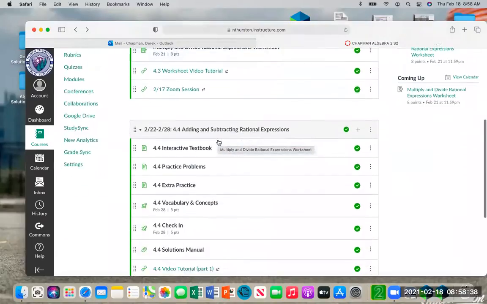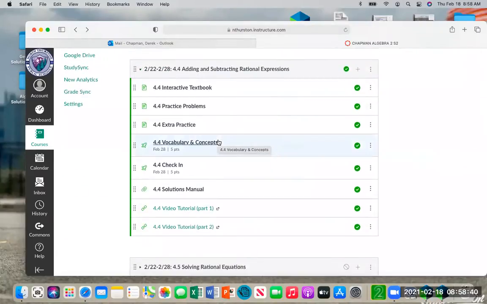Next week's stuff is also unlocked, 4.4. So we spent the last 2 weeks on multiplying and dividing. Next week, we're moving into adding and subtracting. Multiplying and dividing is a little bit easier because you can multiply and divide any fractions. There's no real rule or exception you have to do to manipulate the expression first. If you want to multiply fractions, it's multiply the top, multiply the bottom. You don't worry about anything. You just multiply everything, right?